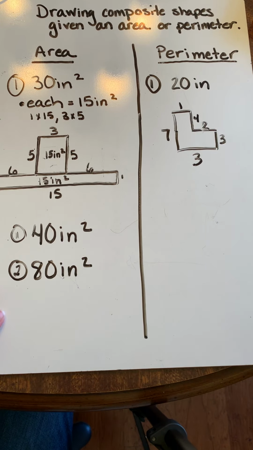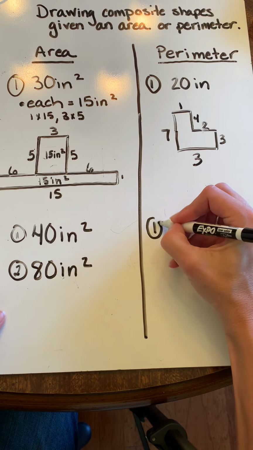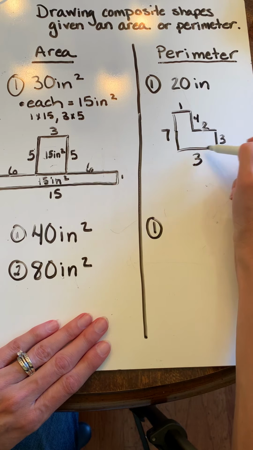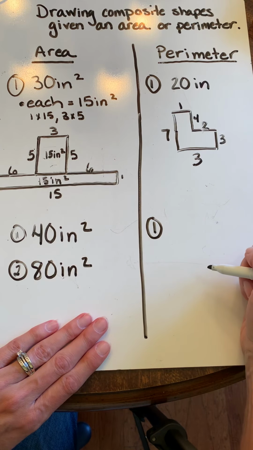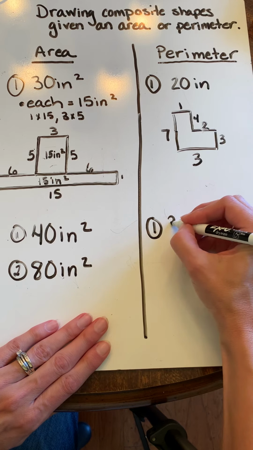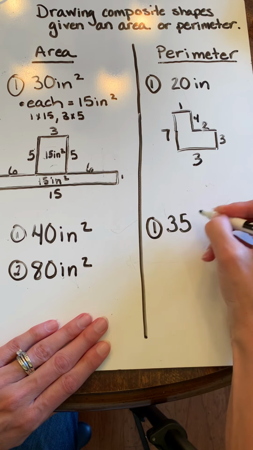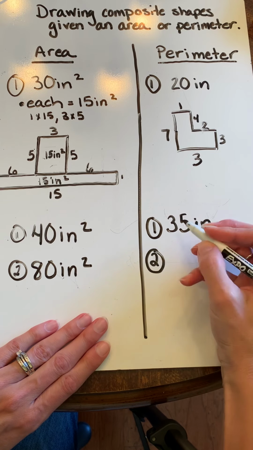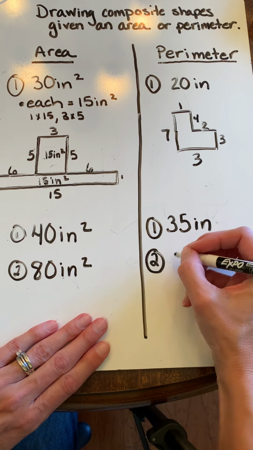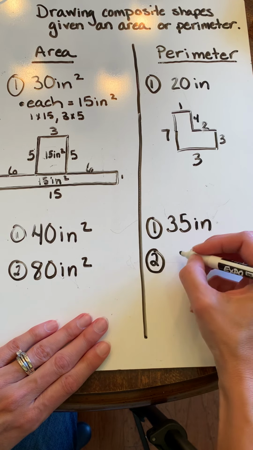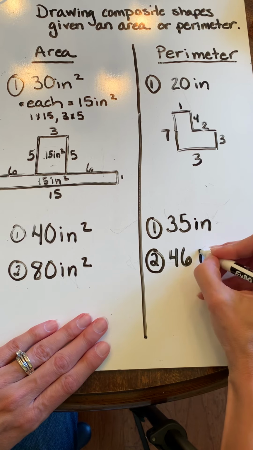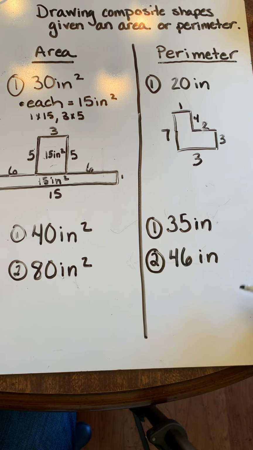All right, now for perimeter, we want you to compose a composite shape. When adding up all the sides, you get a perimeter of 35 inches. And for your second one, we want you to come up with a composite shape that has a perimeter of 46 inches.